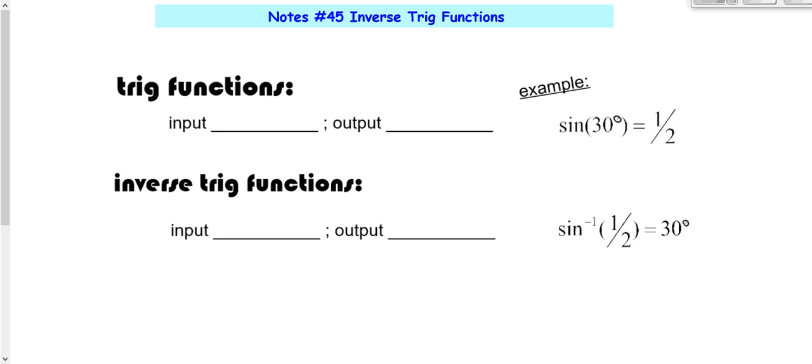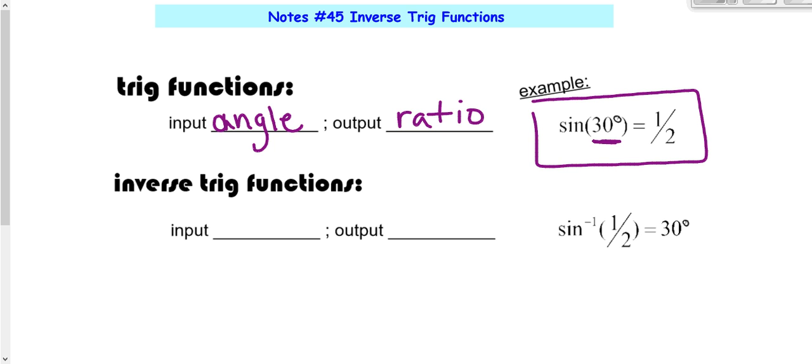I think this is notes number 45, inverse trig functions. We'll spend a couple of days on this topic. The first thing we want to do is think about what we know about trig functions. We input an angle, whether that angle is in degrees or radians, and we output a ratio. You could say we output an exact value, a number. It might not look like a ratio, but basically it's a ratio. An example of that would be sine of 30 degrees equals 1/2. We input 30 degrees, the angle, and we output 1/2, the ratio.